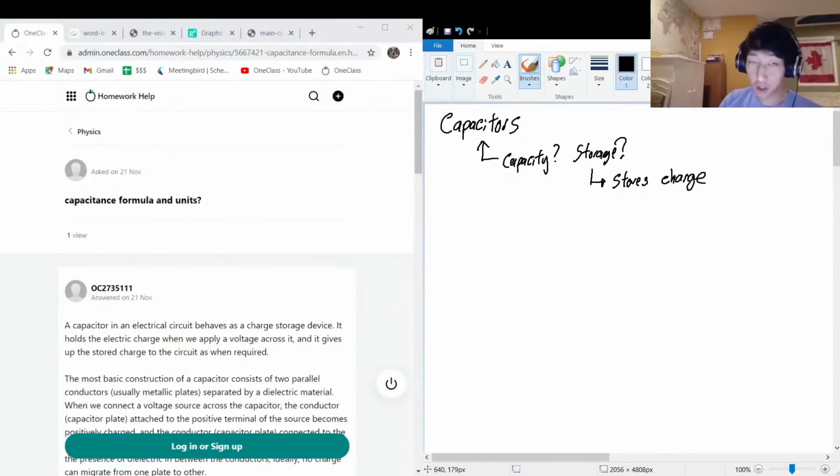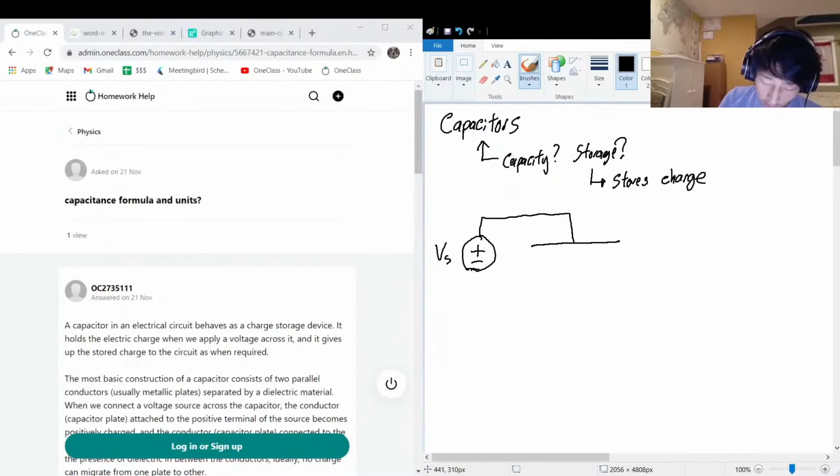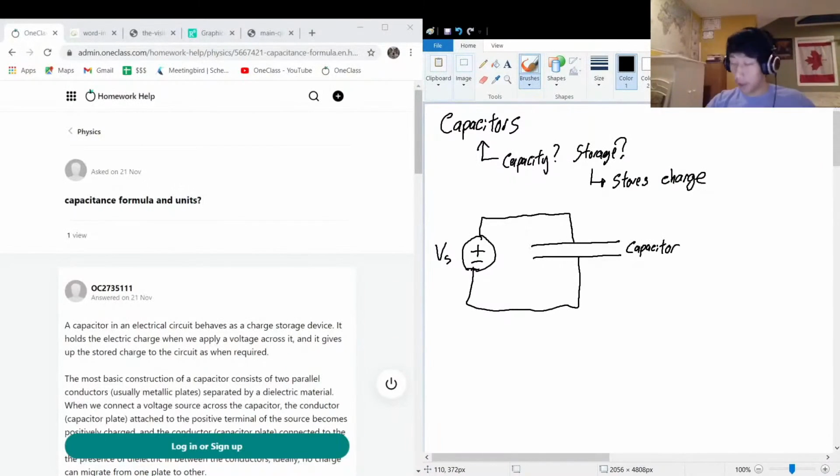Now, what do capacitors look like? Well, suppose we have an electric circuit like this. Maybe we've got a voltage source, we can call that V. And capacitors look like this. They literally look like this because they are like two parallel plates that are not quite touching. So imagine that these two calculators are the parallel plates.